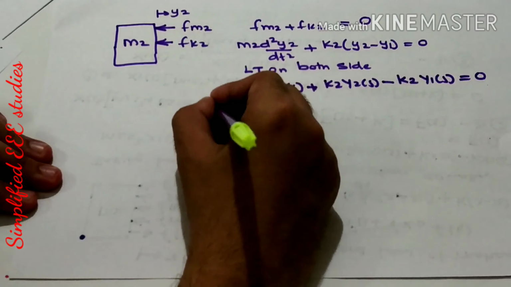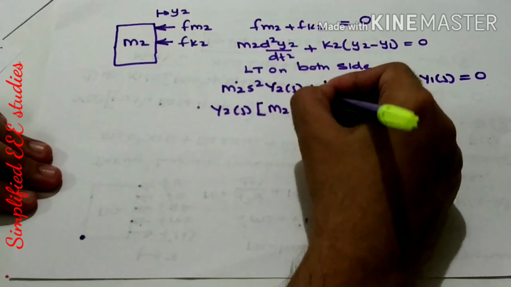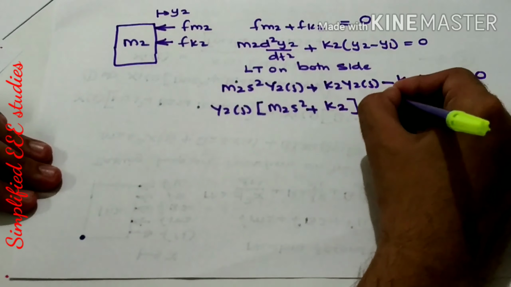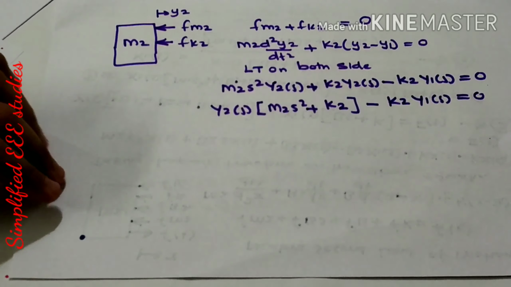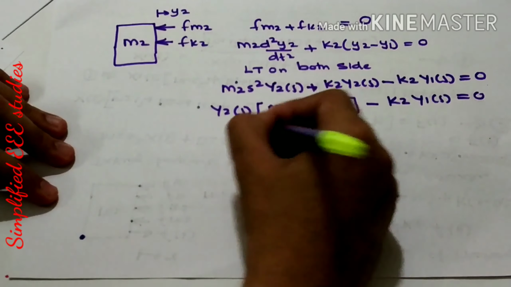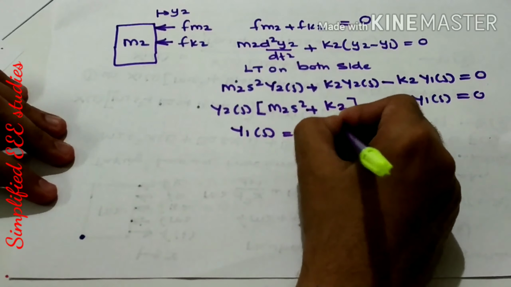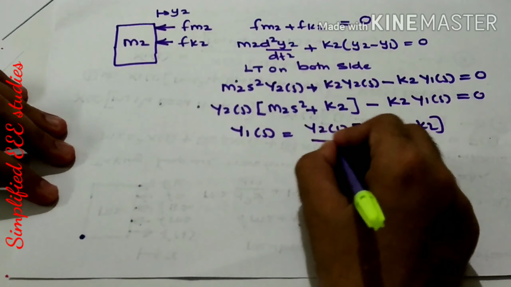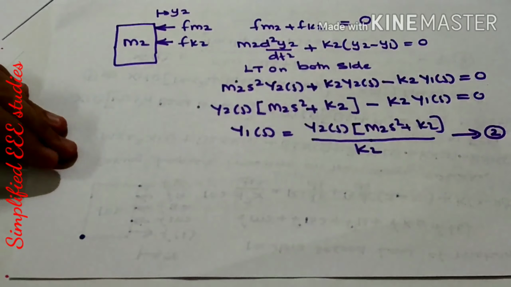Now we can separate the terms. y2 of s into m2 into s square plus k2 minus k2 into y1 of s, that is equal to 0. Now you can separate the value of y1 of s. y1 of s is given by y2 of s into m2 s square plus k2 whole divided by k2. Please call this one as equation number 2.